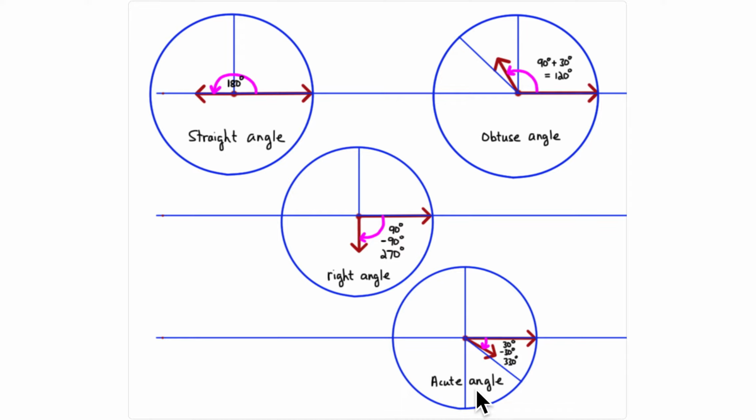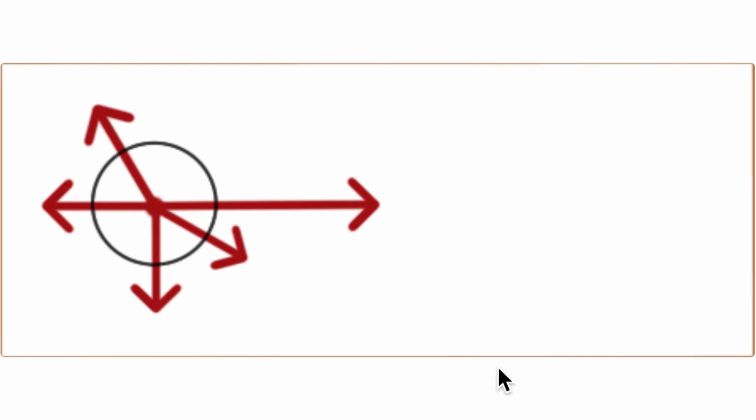And finally, an acute angle is less than 90 degrees. If it goes all the way around, that would be 330 degrees. And again, I'm just making a guess. What's the size of this angle from here to here? And I'm saying that that's 30 degrees. That means from here to here, that would be 60 degrees. So let's look at that in a little bit more detail.